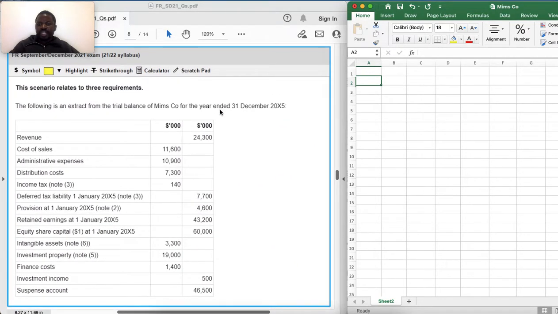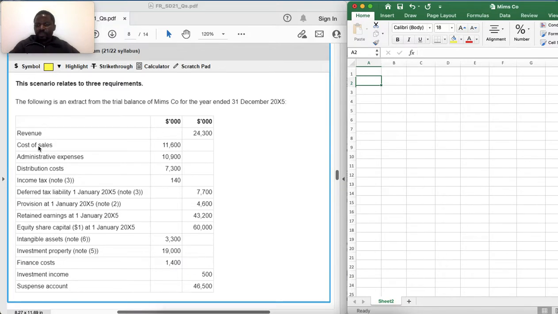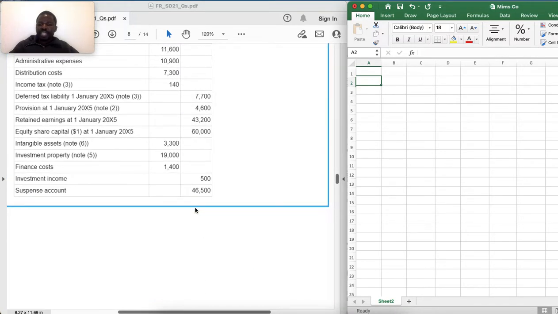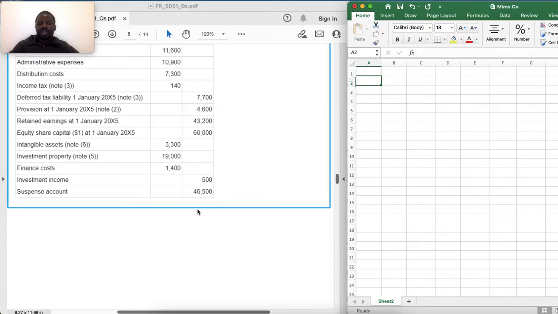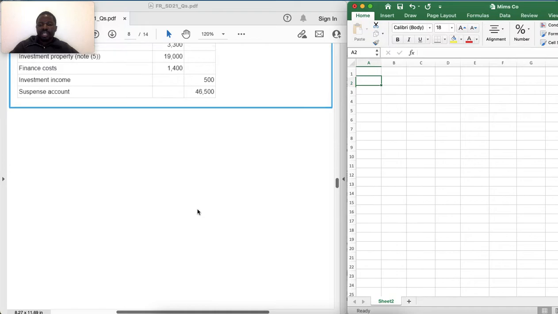We are given our trial balance here, where there is revenue, cost of sales, admin expenses, distribution costs, income tax, deferred tax, provisions, retained earnings, equity share capital 60,000, intangible assets, investment property, finance costs, investment income, suspense account. So if we are given a suspense account there, it means something went wrong that needs to be corrected by us. So we'll do the correction, then we proceed.